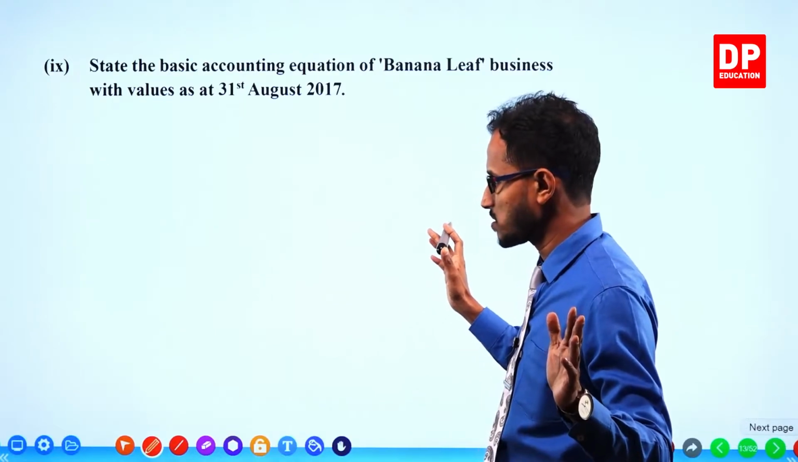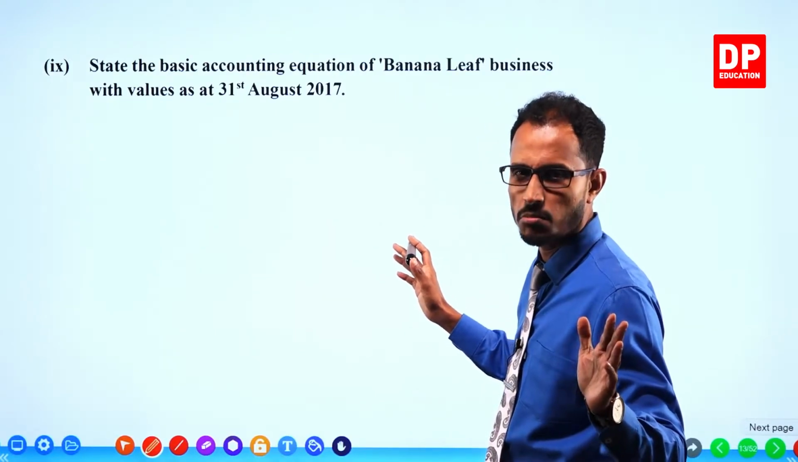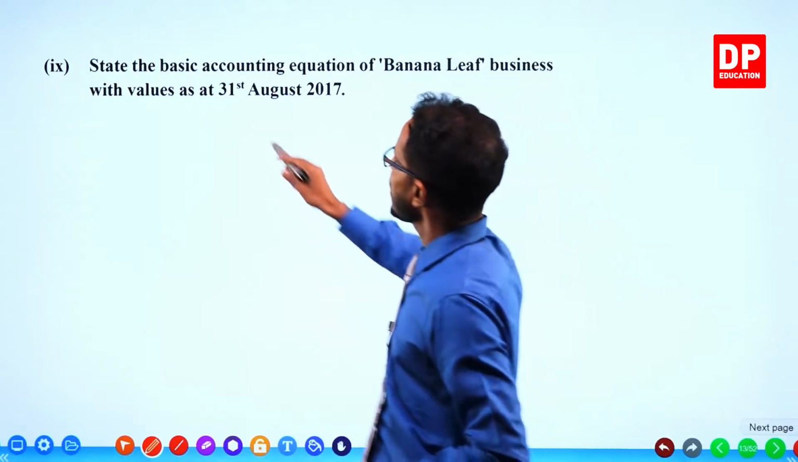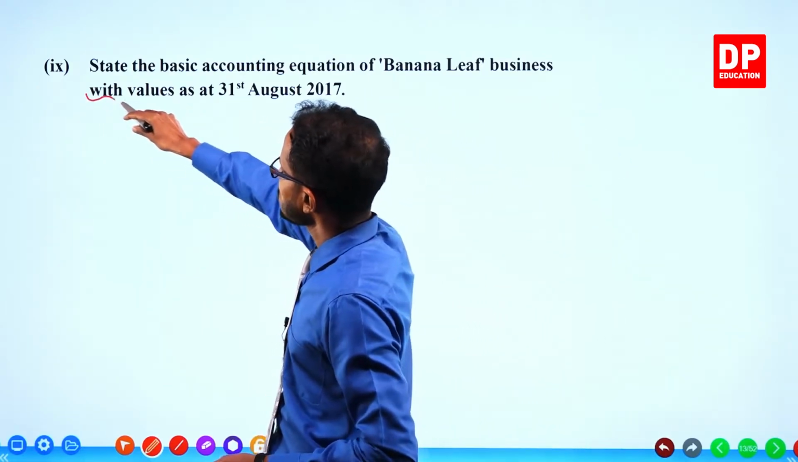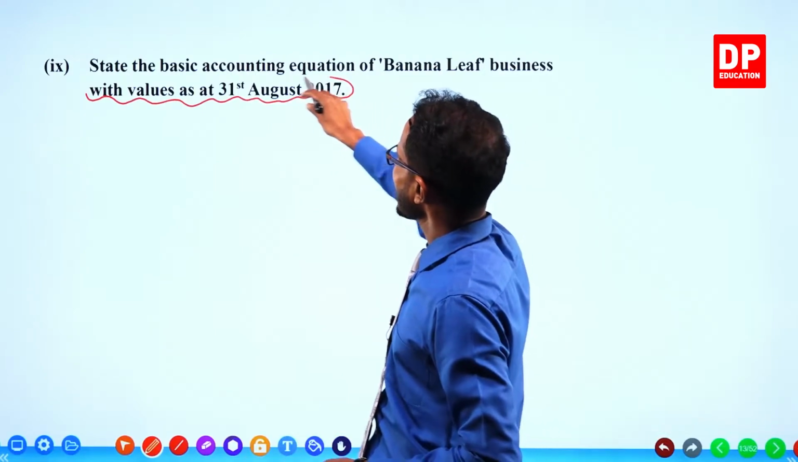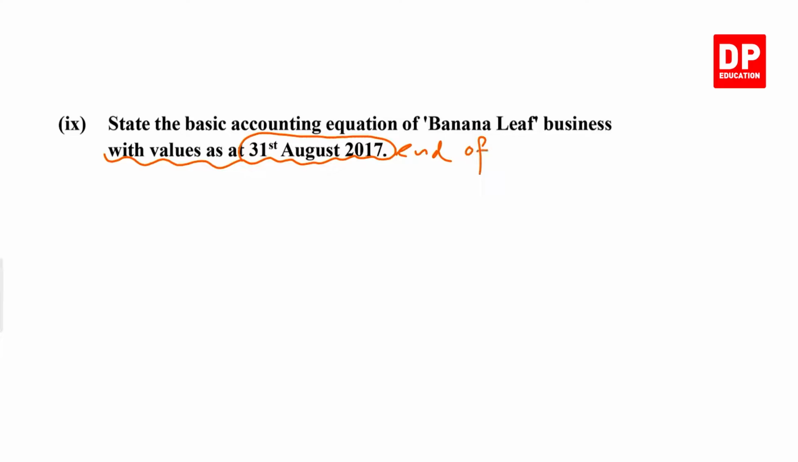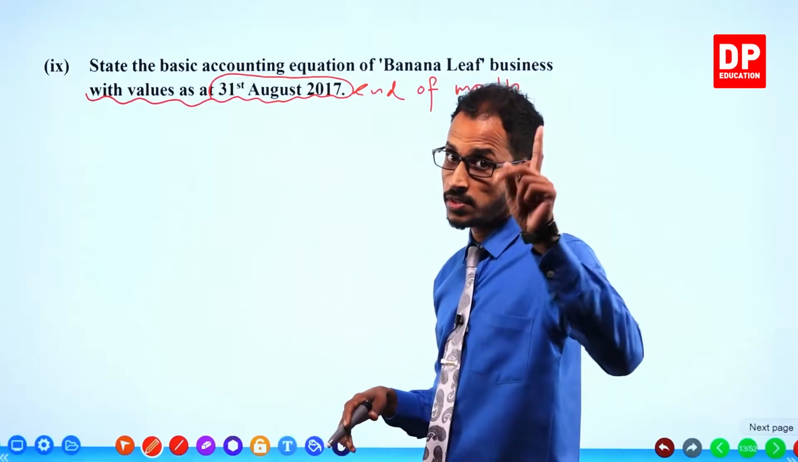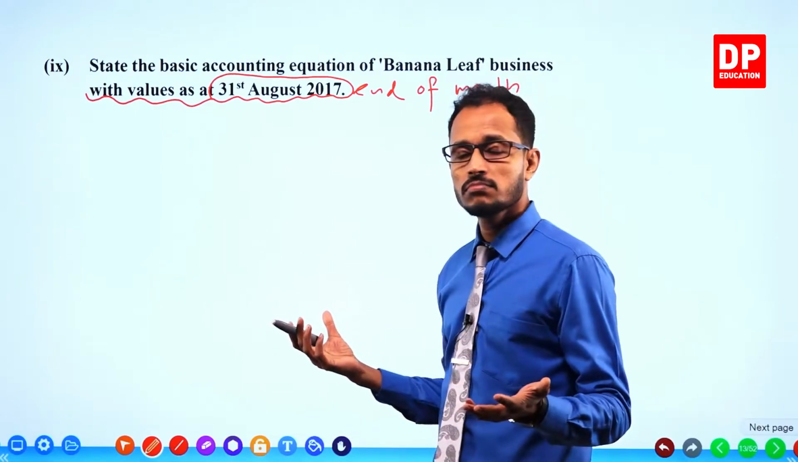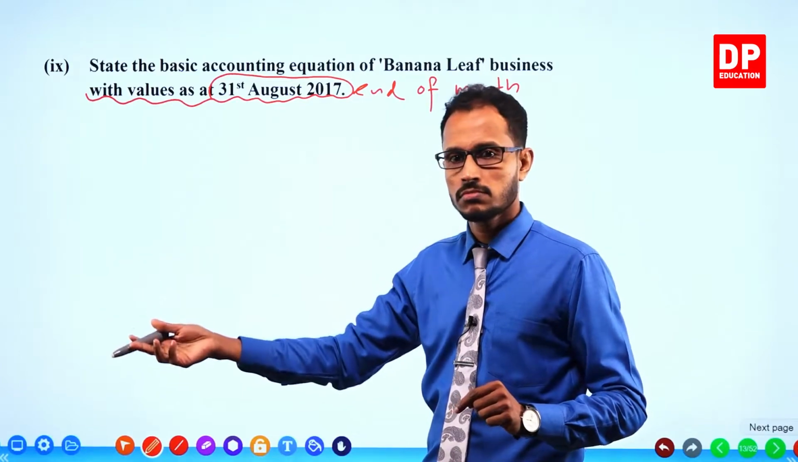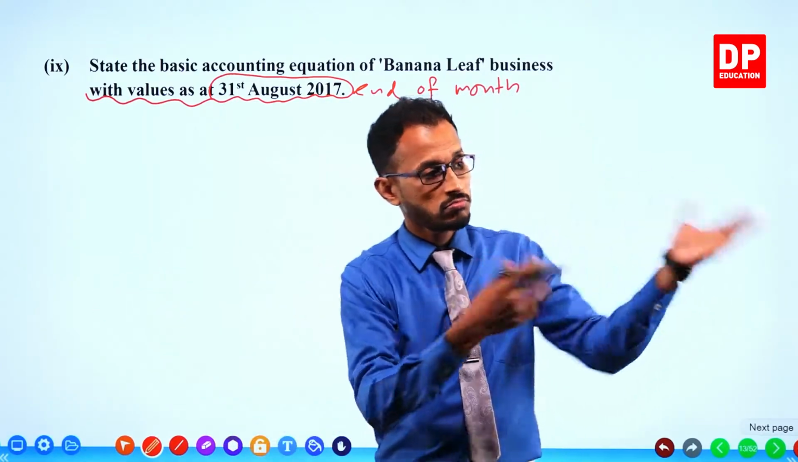Must compulsory. Definite question. This comes. State the basic accounting equation of banana leaf business with values as at 31st August, end of the month. Don't forget, most of the time they are asking for the accounting equation at the beginning of the month, the opening. But this is end of the month.